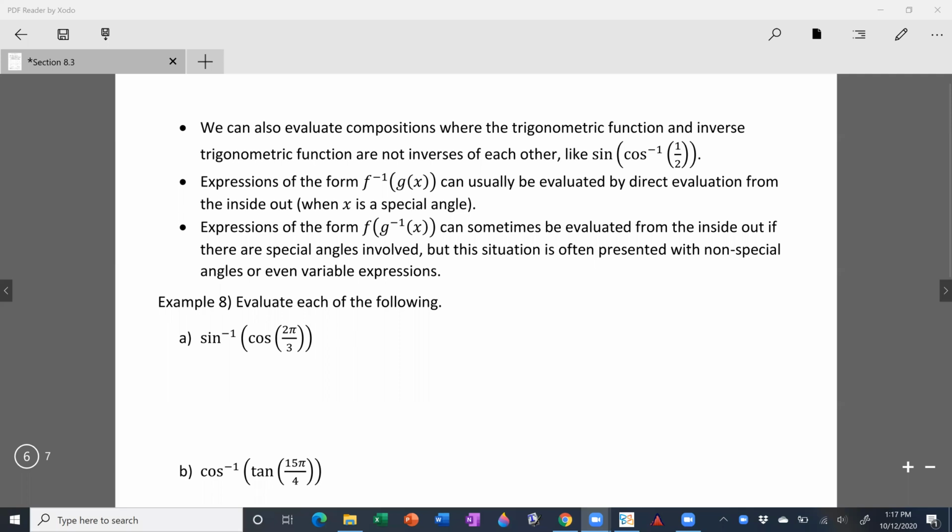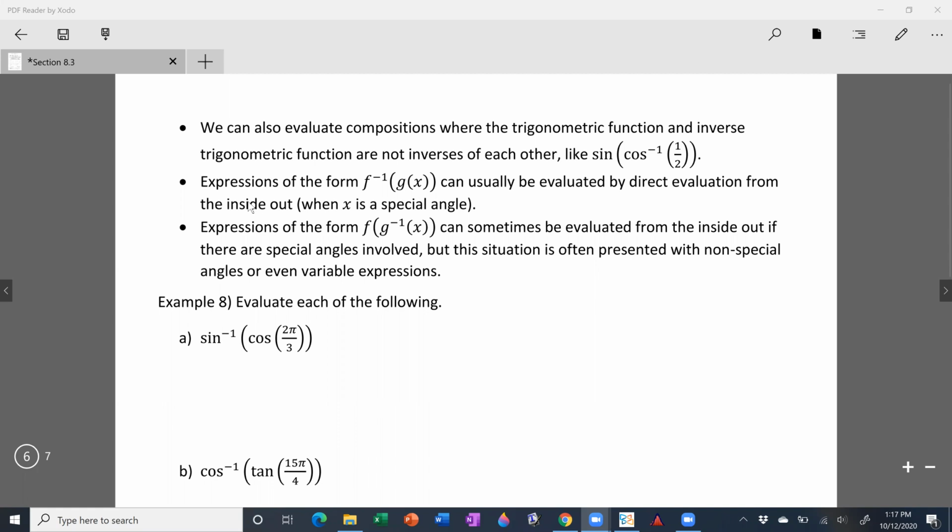All right, let's finish section 8.3, inverse trigonometric functions. Okay, so let's do a few examples now where we mix inverse trig functions with other trig functions that are not the inverse, they're not related to each other. So we can also evaluate compositions where the trigonometric function and inverse trigonometric function are not inverses of each other, like sine of cosine inverse.